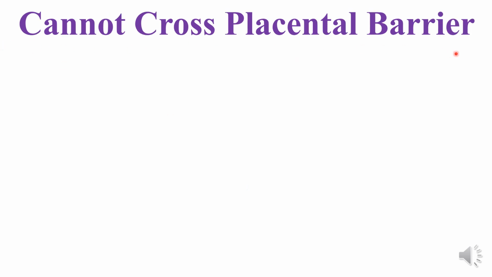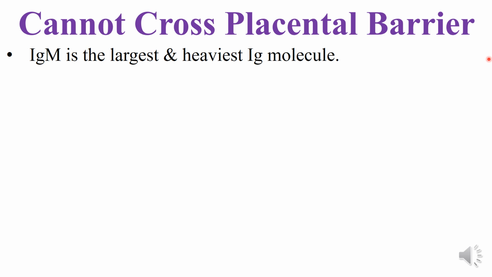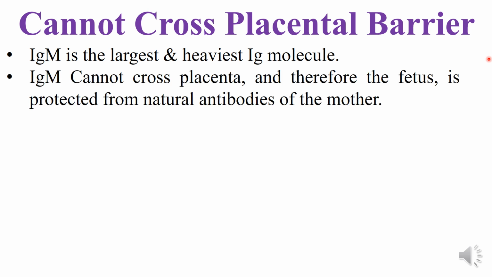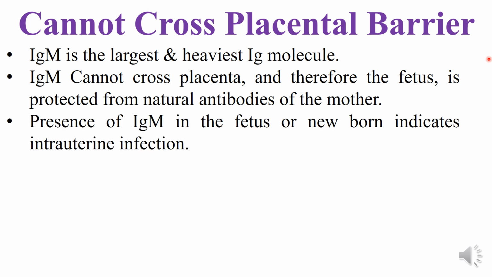Immunoglobulin M cannot cross the placental barrier, and this proves to be helpful. Let's see how. Immunoglobulin M is actually the largest and the heaviest of all the immunoglobulin isotypes found in vertebrates. Because it's pentameric, it cannot cross the placenta, and therefore the fetus is protected from natural antibodies of the mother. The presence of immunoglobulin M in the fetus or newborn indicates intrauterine infection.